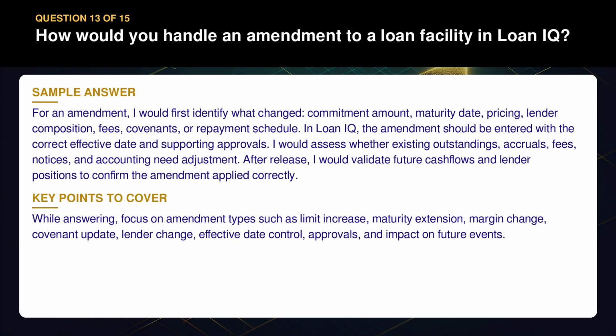After release, I would validate future cash flows and lender positions to confirm the amendment applied correctly. While answering, focus on amendment types such as limit increase, maturity extension, margin change, covenant update, lender change, effective date control, approvals, and impact on future events.